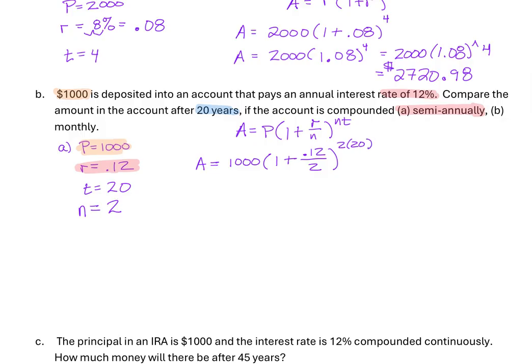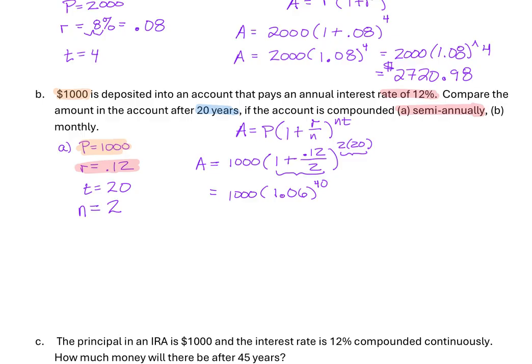Again, I do want to go ahead and simplify some of this stuff. I'm going to leave the 1,000 alone, but I am going to simplify the inside. If we divide 0.12 by 2, we get 0.06. And if I add that onto 1, we get 1.06. I can also simplify my exponent, and 2 times 20 is 40.